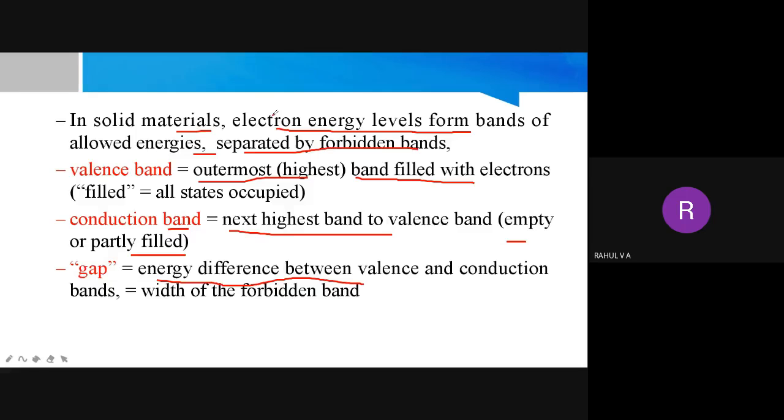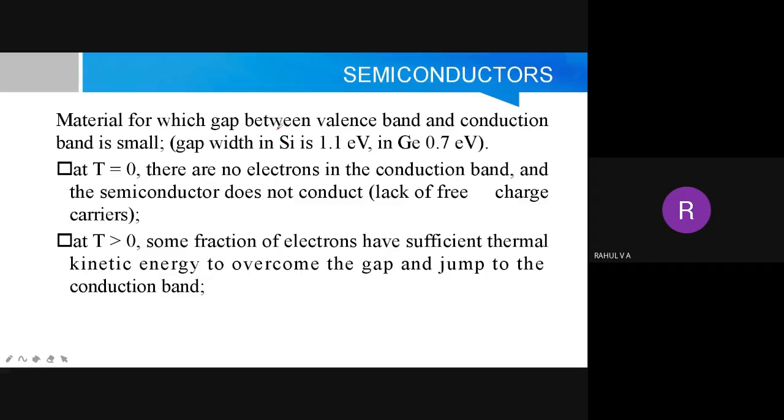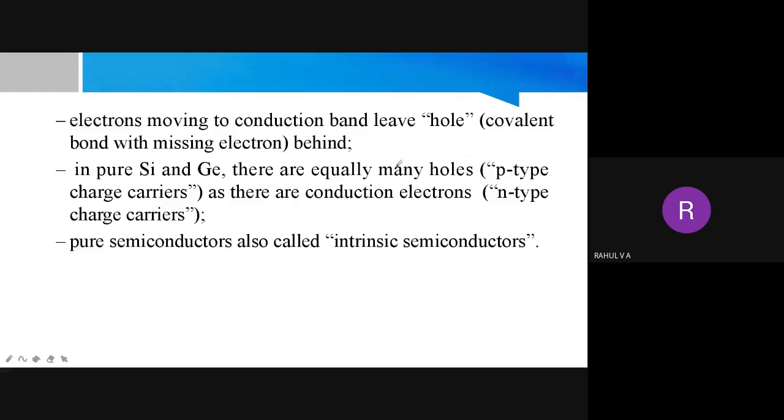A semiconductor is a material in which the gap between the valence band and the conduction band is very small. In the case of the commonly used semiconductor, silicon, it is 1.1 electron volt, and in the case of germanium, it is 0.7 electron volt. We will see this one.